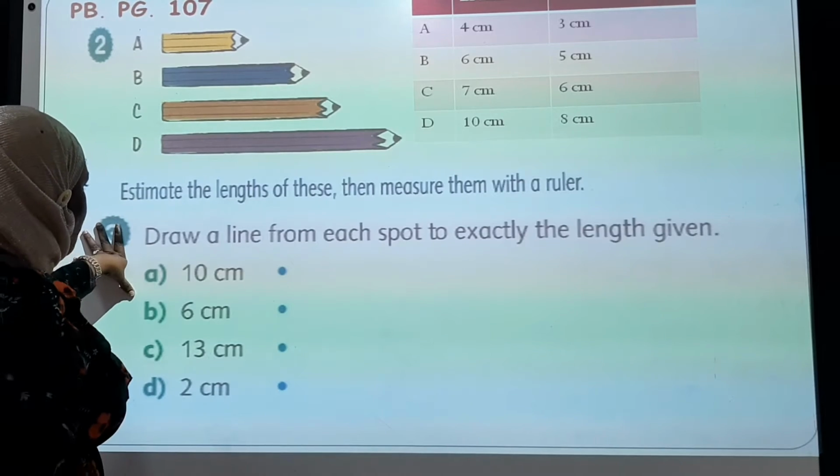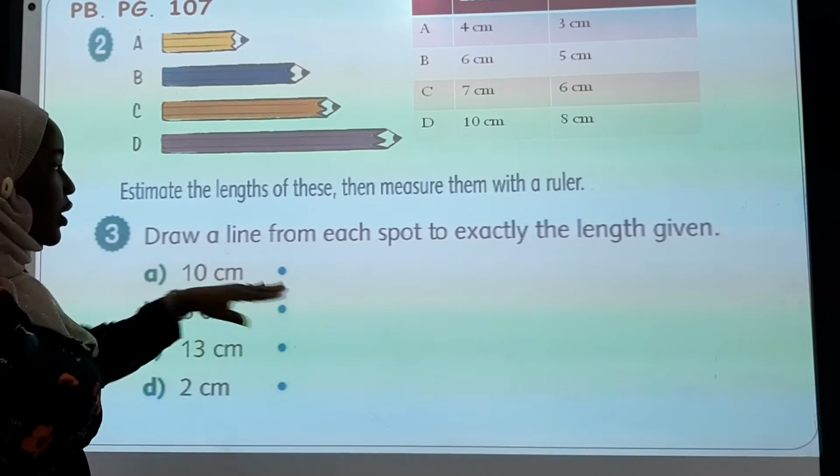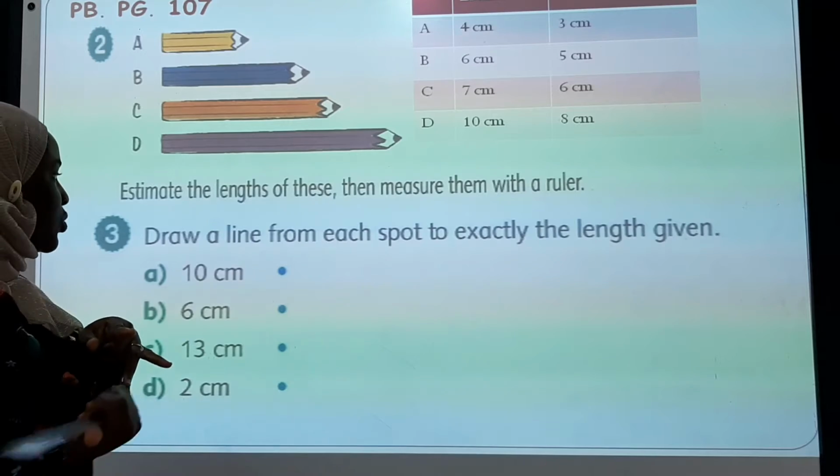For question 3, we are going to draw. I didn't put an answer here because my length won't match with what you're going to do.